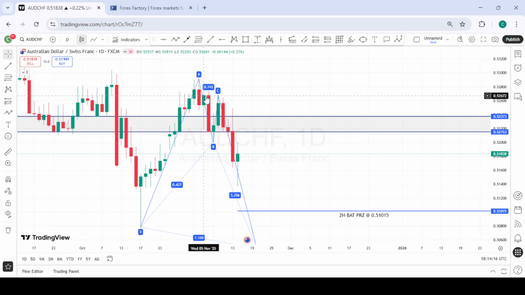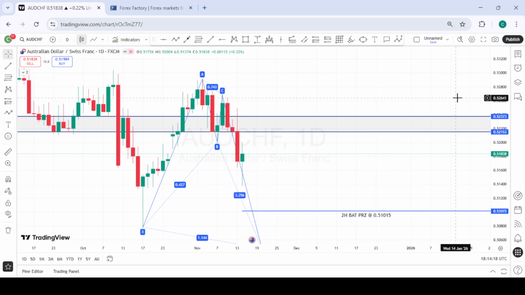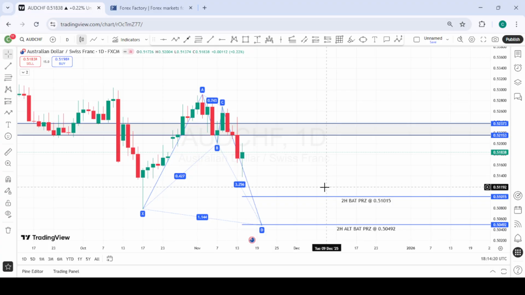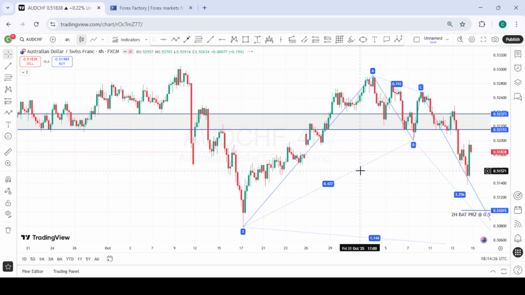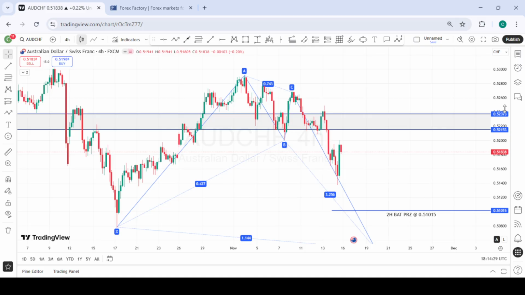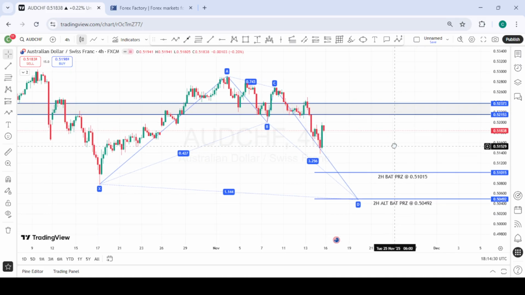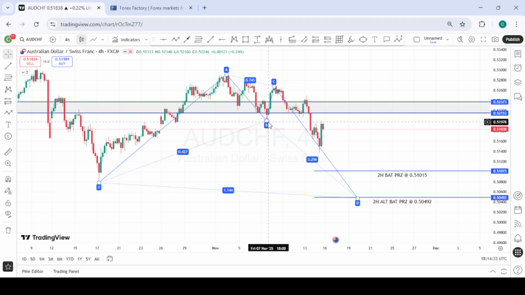We also have here AUDCHF, which also has a similar setup as EURCHF, but this move we have here is a bit subjective. So if you look at it this way, it looks like it is developing. If you're going to have this as our C leg, then this is going to be a possible bat or alt bat pattern.